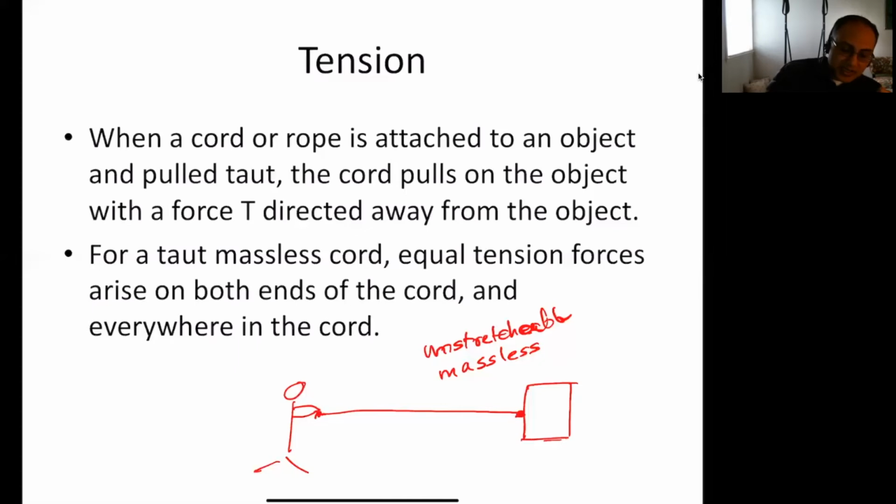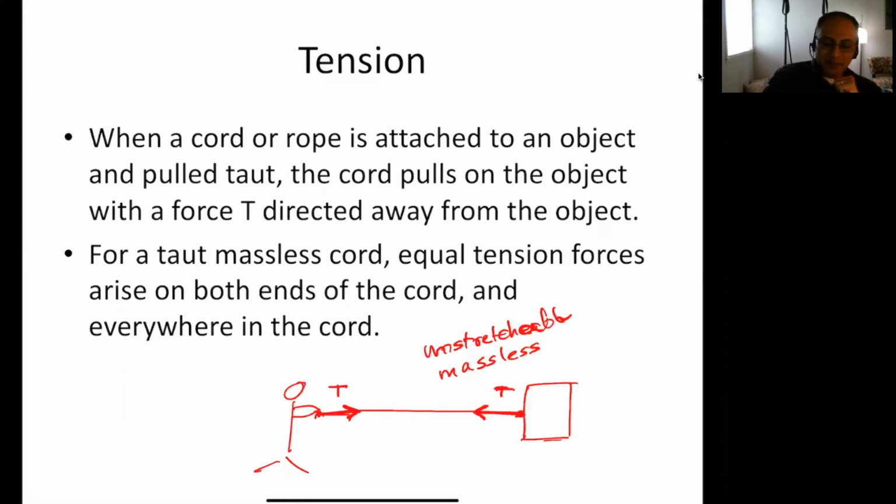And so tension forces will arise at two ends of the cord like this. And these tension forces are what's preventing the cord from getting stretched, right? So we're going to call these T. So there'll be two tension forces at the two ends of the cord.